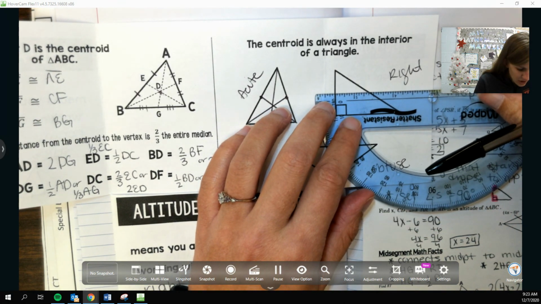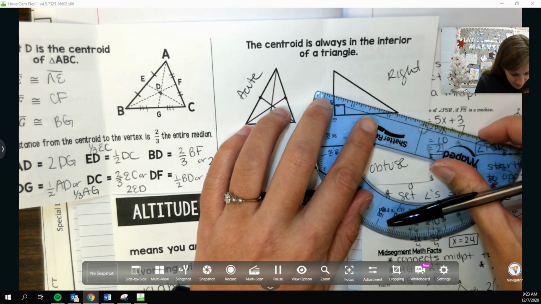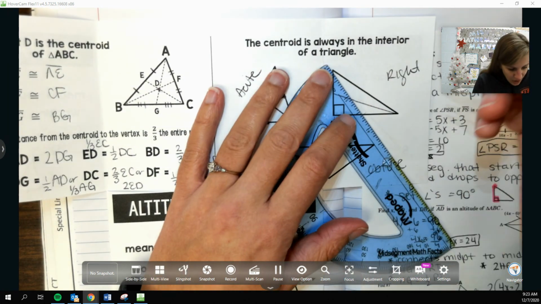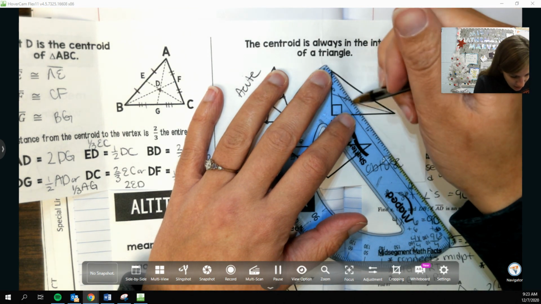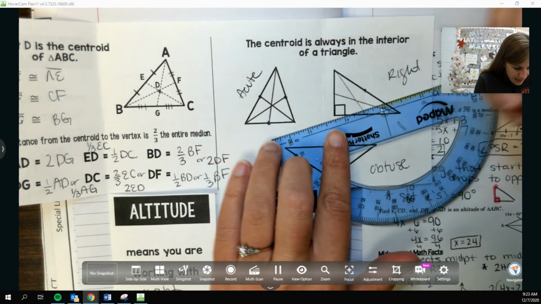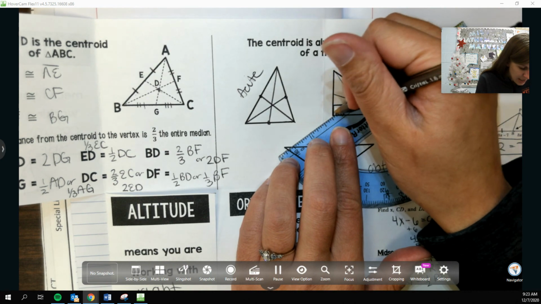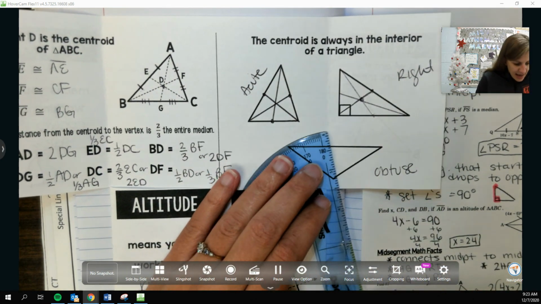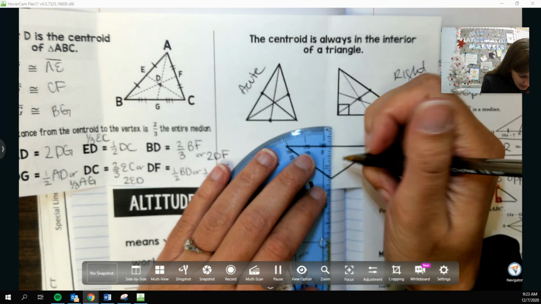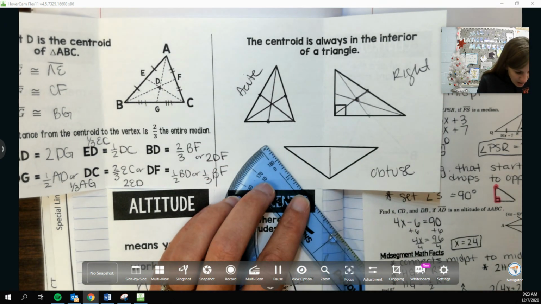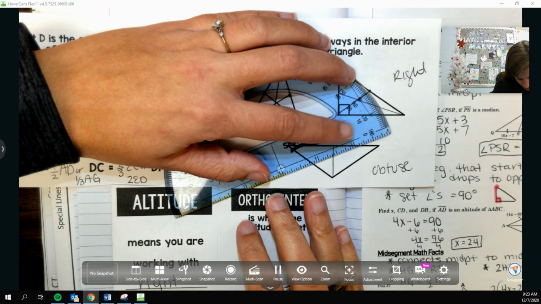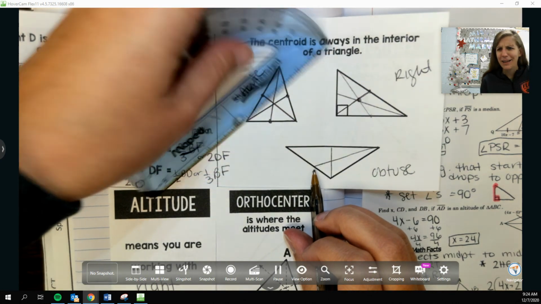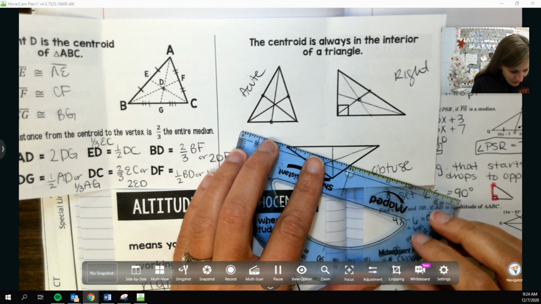Now, when I'm doing this, I'm just finding the middle and then connecting it to the angle opposite. I'm just eyeballing it, so I'm finding the middle and connecting to the angle opposite, and then finding the middle, connecting to the angle opposite, and then again. Oh, that was a bad middle. My God. And then middle.